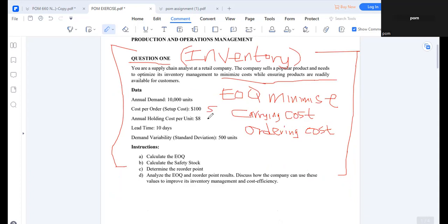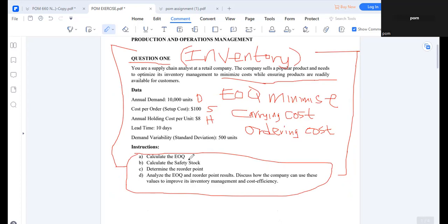We have the setup cost here, which is our S. The annual holding cost, which is AH, is $8. The annual demand is 10,000. So from here, we can find the EOQ, as we answer the first part of this, which was on inventory. There was also the aspect of safety stock and the order point.